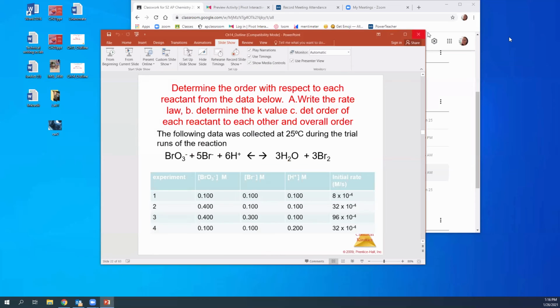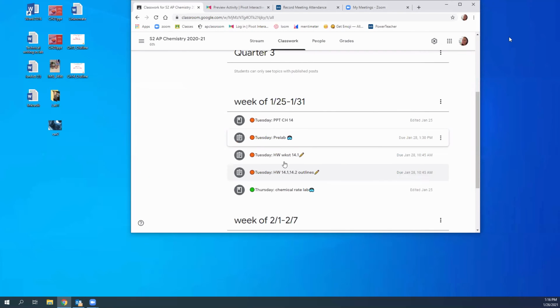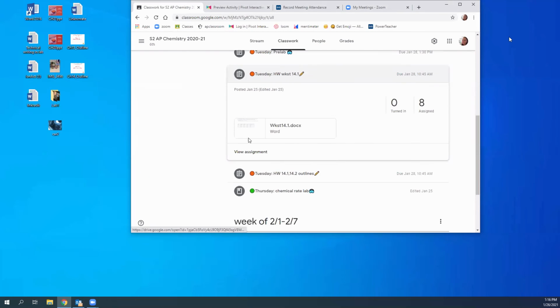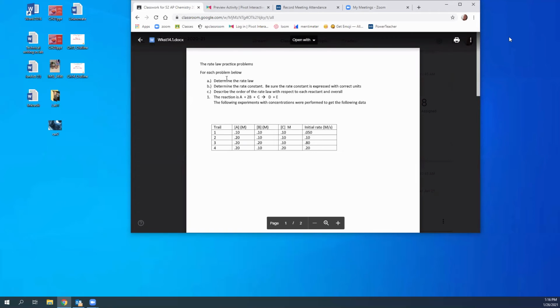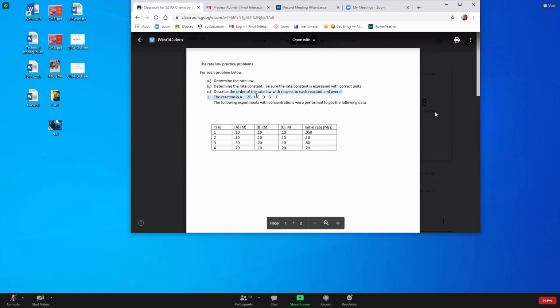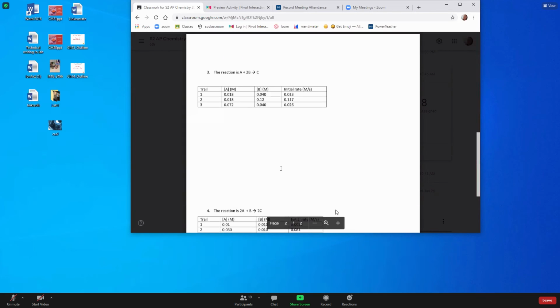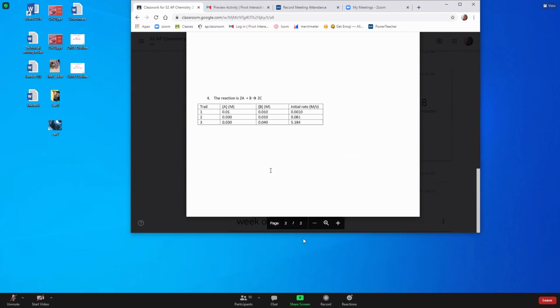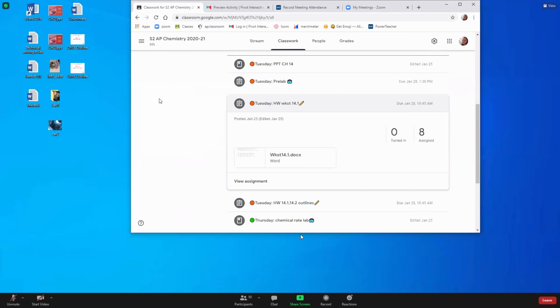Okay, so the homework, very, very similar. You have 4 problems, and it asks, tell me the rate law, figure out K with the right units, and then what's the order of each reactant, and what's the overall order. And so there's your reaction, here's all your data. And there's 2 in the front, 2 on the back. And then a couple outlines.